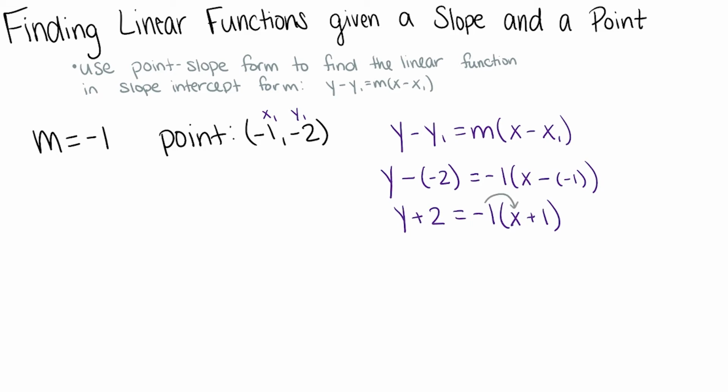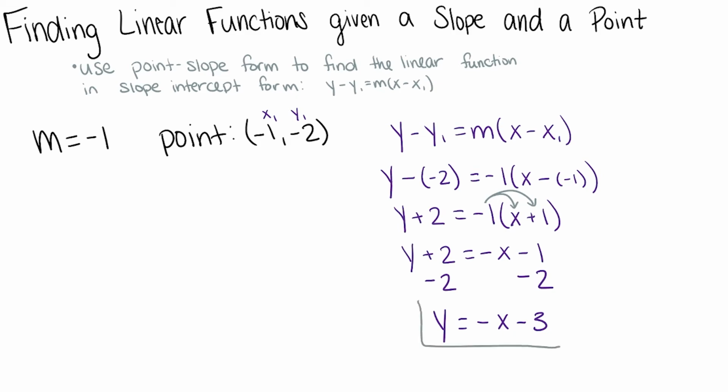So let's distribute our negative 1 to our x and to our 1. And this gives us y plus 2 equals negative x minus 1. To get y by itself, let's subtract 2 on both sides. And our final function in slope-intercept form is y equals negative x minus 3.